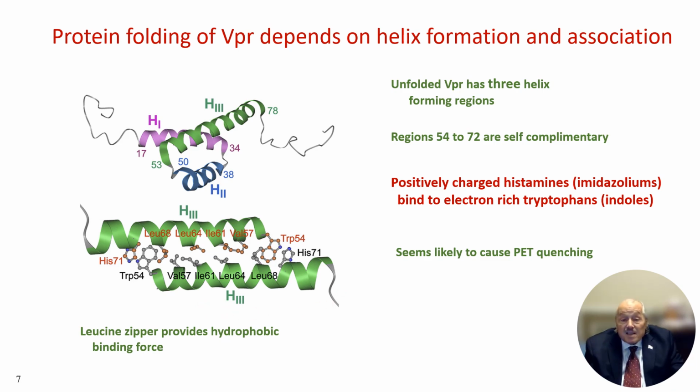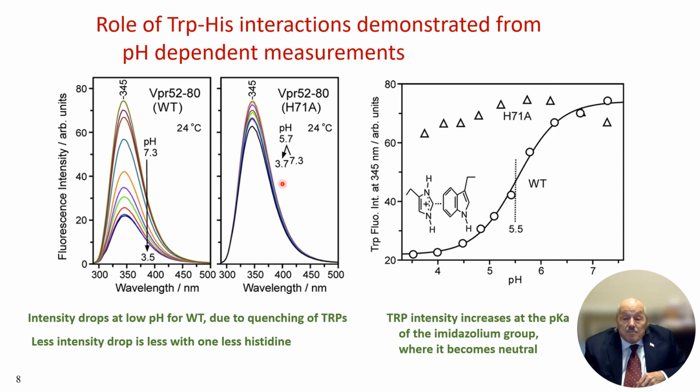So how was this tested? This was tested by looking at the emission spectra of this dimer of helices and how it was affected by pH. So this is first what we would call the wild type. It's really fragments of a wild type protein.